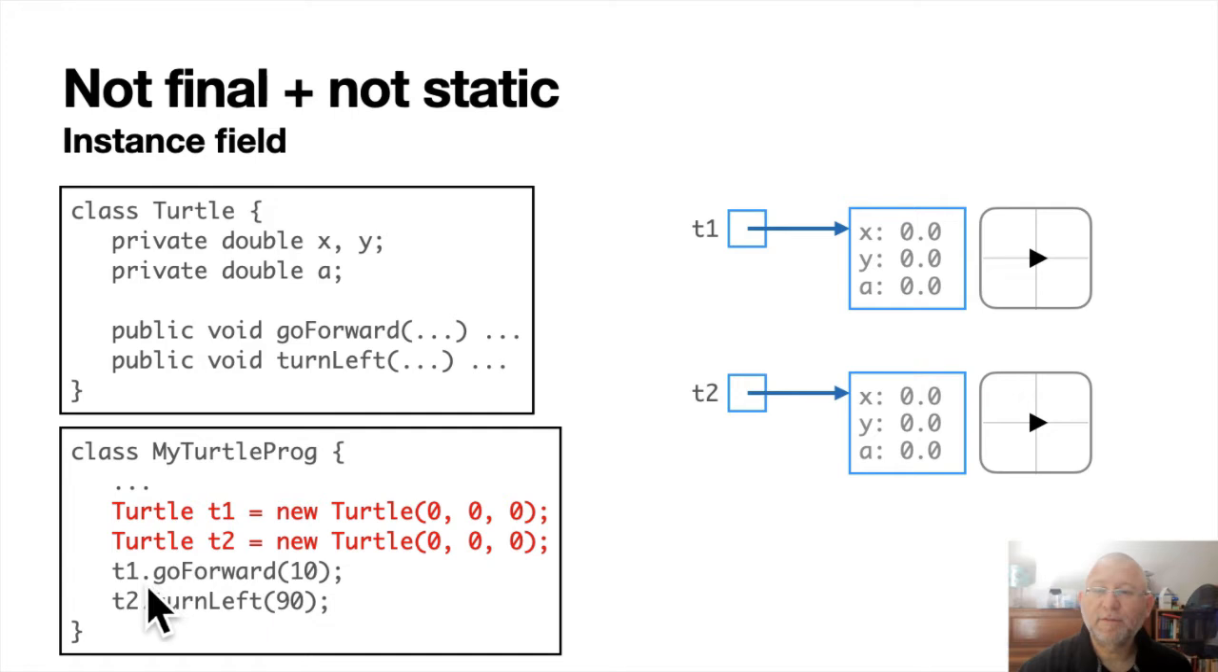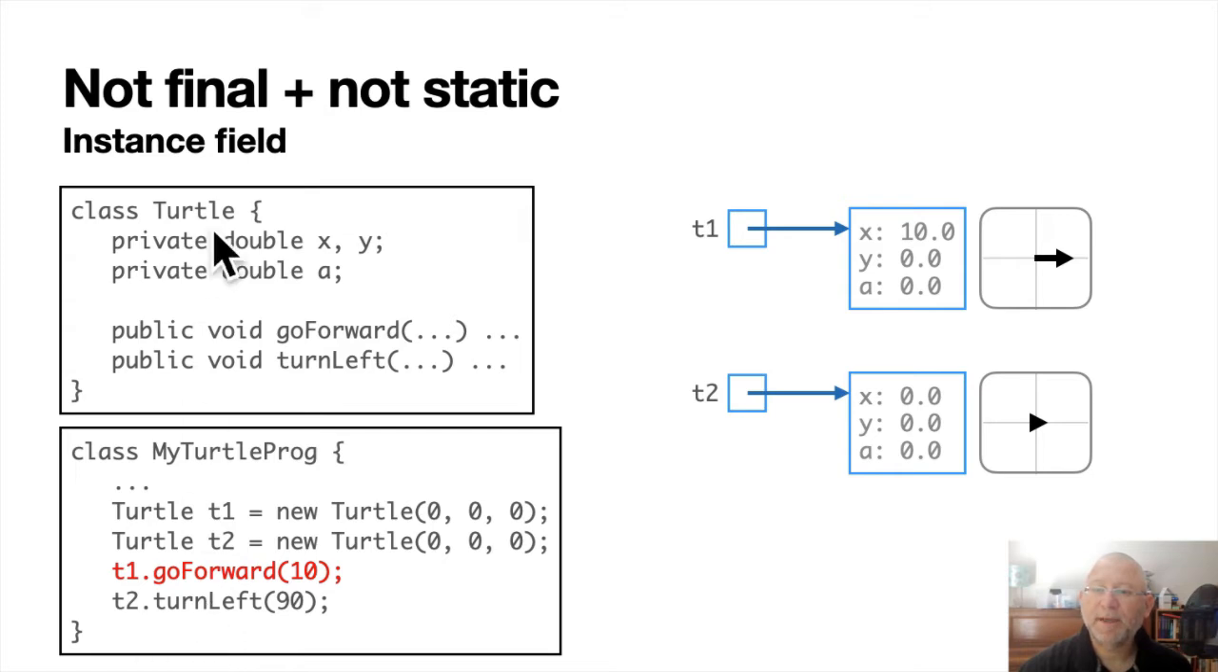Now I can apply the go forward method to t1, and what will happen is that t1's x will be incremented with 10, so t1 has moved. It's now at that position and the turtle has drawn a line, but t2, a separate instance, has its own copies and they're still all 0.